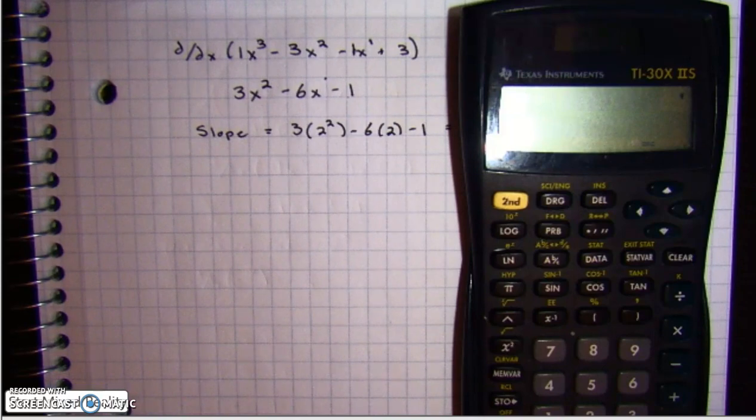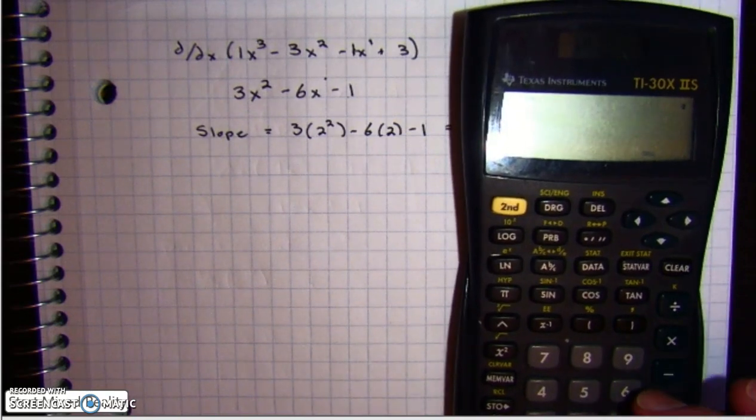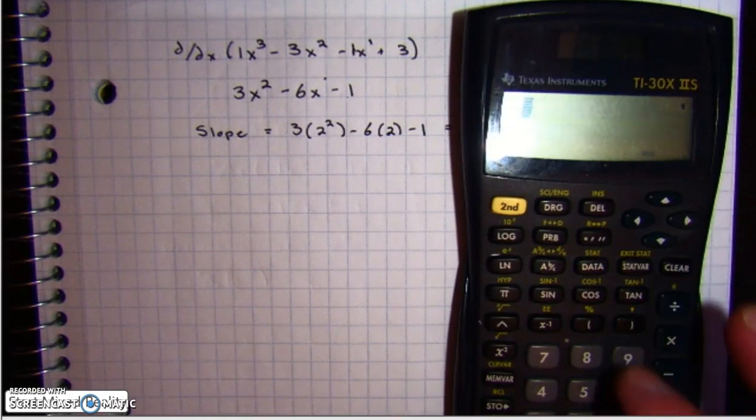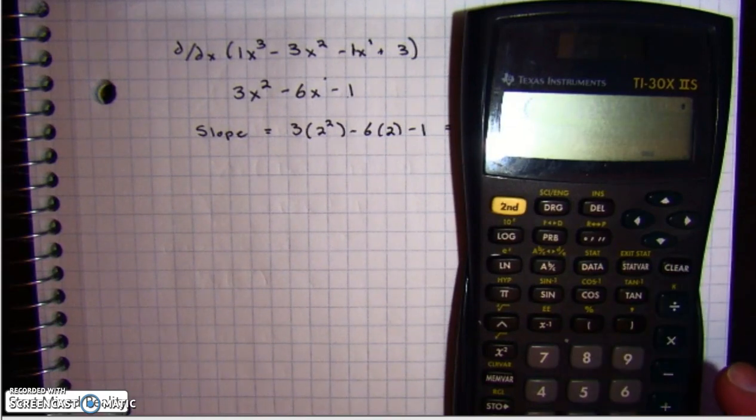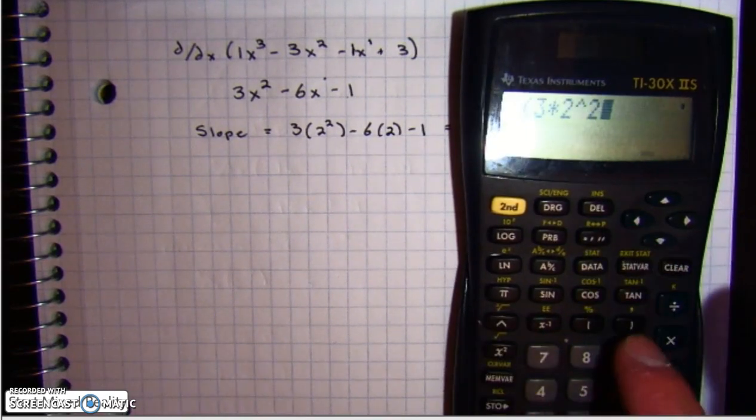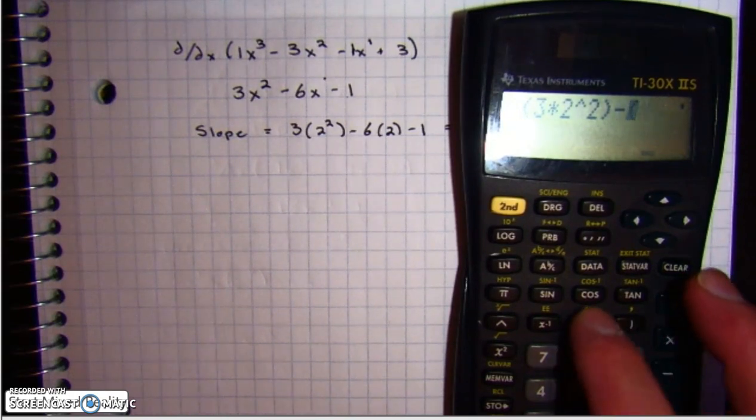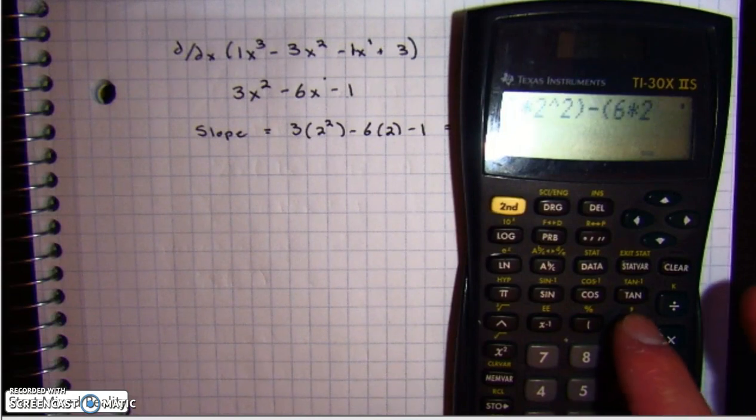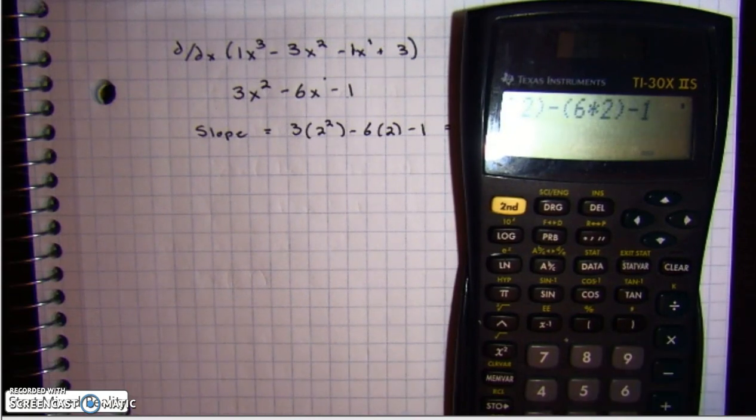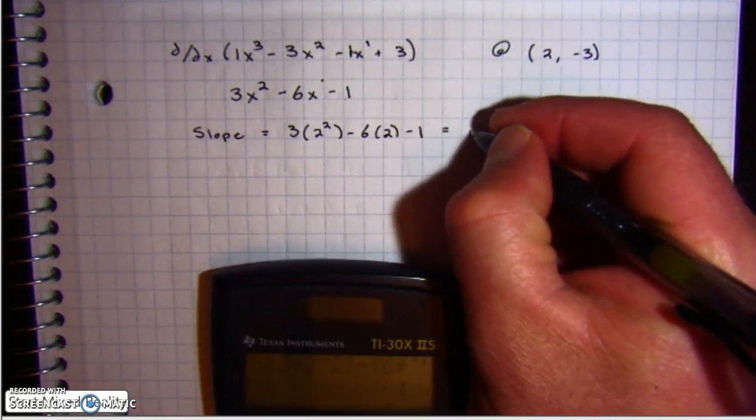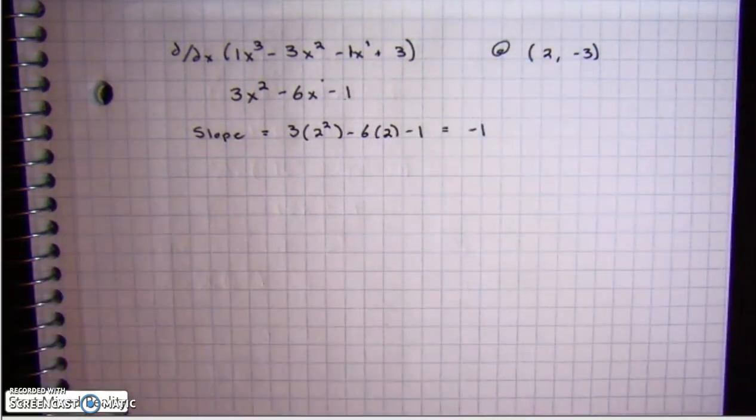These ones you can probably do in your head pretty easy, but for bigger ones it's always nice to have a calculator handy. So we're going to do (3 minus -6) times (2 minus 1)... So we get a slope of negative 1. Man, that works out kind of nice.